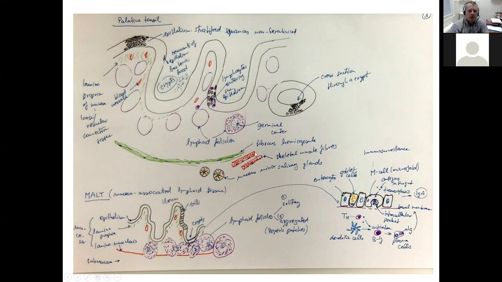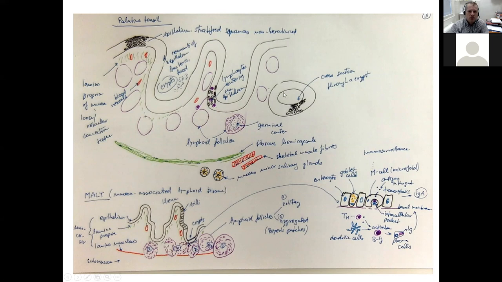Very often you can find also skeletal muscle fibers belonging to one of these skeletal muscles of the soft palate, the palatoglossus or palatopharyngeal muscle. And sometimes you can see also the minor salivary glands, which are mucus, the palatal gland.